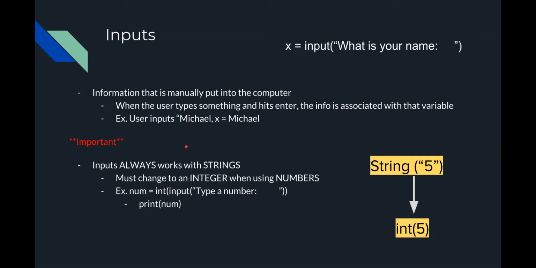So something very important to note is that inputs always work with strings in their base form. So if you want to change it to an integer, like if you want a person to input a number, let's say 5, for example, and you don't want it as a string, you want it as a regular integer, well, you would need to have, for example, a variable, let's say num, equal to int to define it as an integer, input, and then it would ask to type a number, let's say 5. So then it would print the num, which would be just the integer 5.